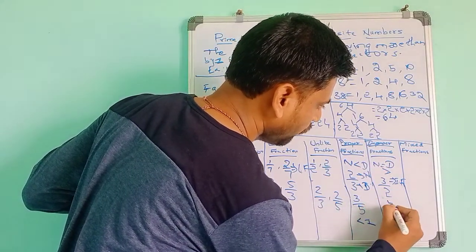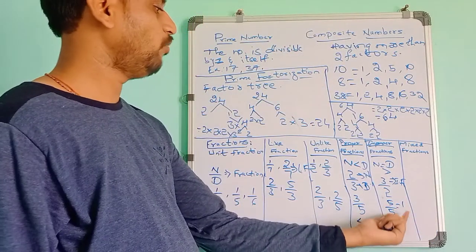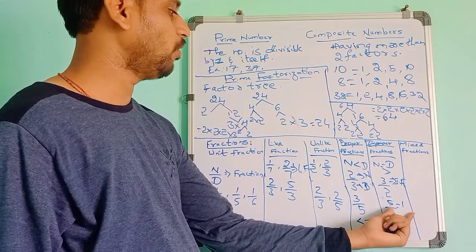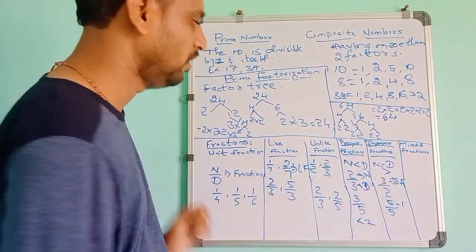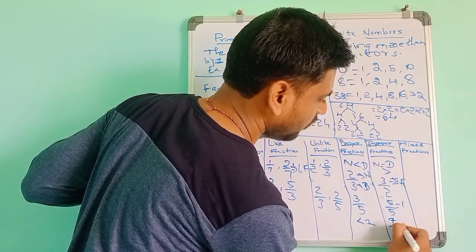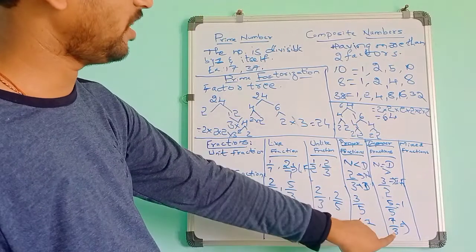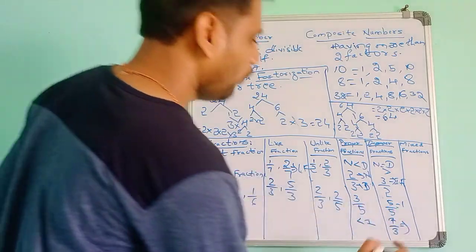Take the example 5 by 5. 5 by 5 is 1. So 5 by 5 is also an improper fraction, because equal also comes in improper fractions, but lesser only comes in proper fractions. Take the example 7 by 3. This is also an improper fraction, because 7 is greater than 3, the numerator is greater than the denominator, and the value will always be greater than 1.